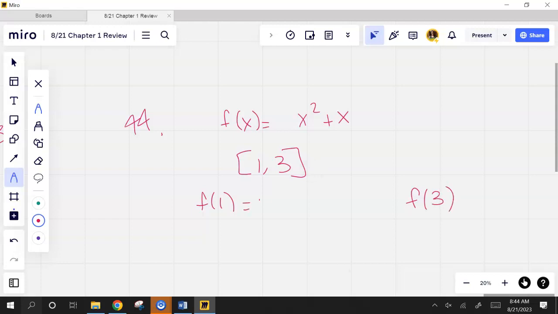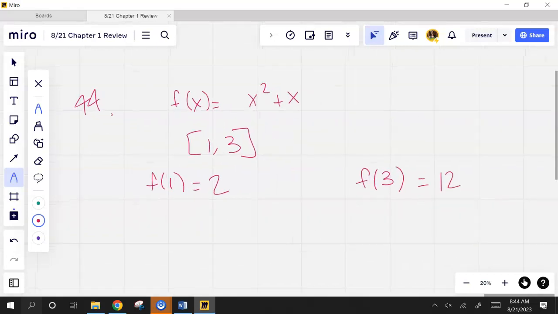This would be 1 squared plus 1, which is 2. This would be 3 squared, 9, plus 3 would be 12. So AROC here would be 12 minus 2 over 3 minus 1, which is 10 over 2, which is 5. I'm too busy checking to make sure I got the right answer. D. Yeah.